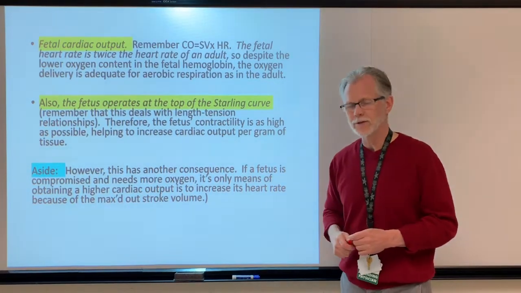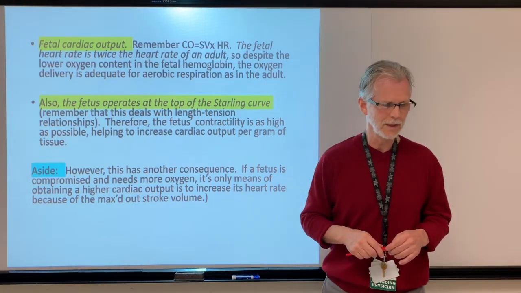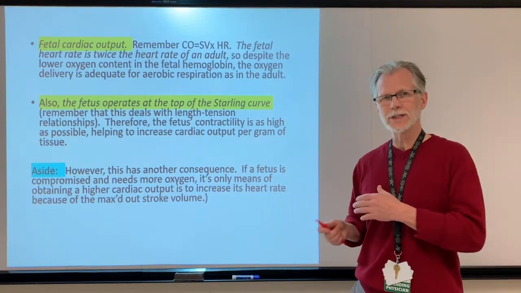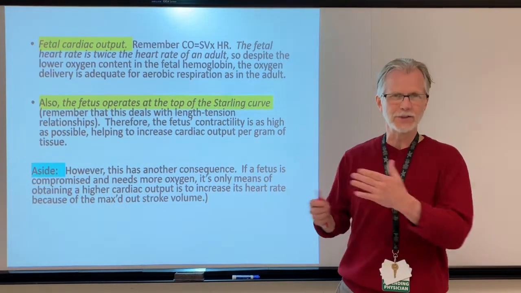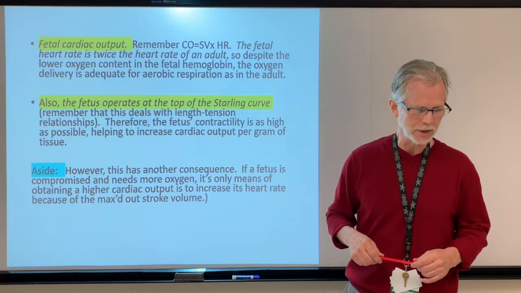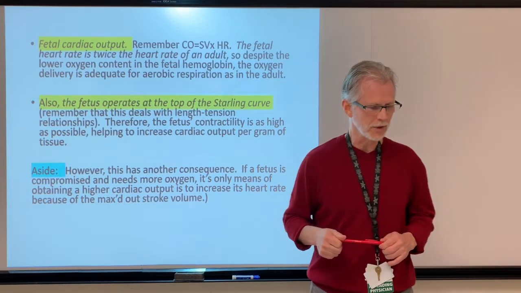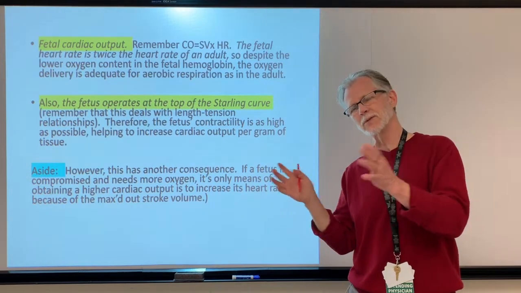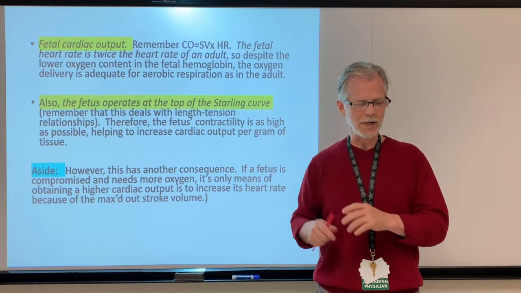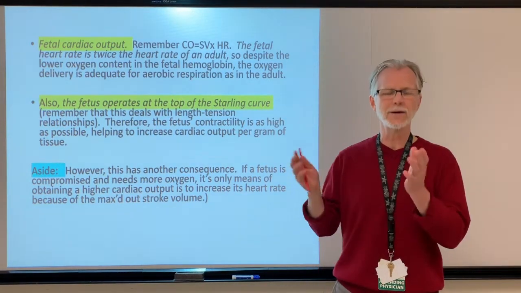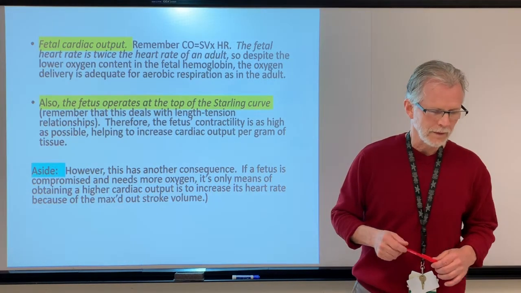And another thing, fetal cardiac output is very high per gram of tissue. And it's twice the heart rate of the adult. That's the reason why, based on that equation of cardiac output, stroke volume and heart rate. Stroke volume is pretty constant. Remember, the fetus operates at a high volume content of the heart.